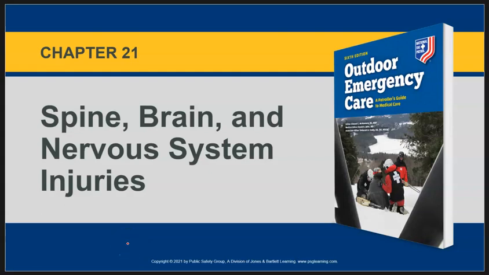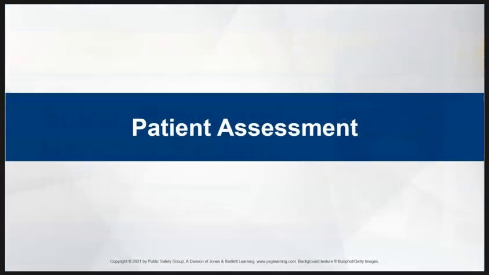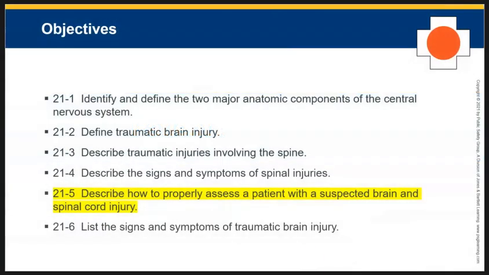This video continues Chapter 21 of Outdoor Emergency Care with spine, brain, and nervous system injuries, specifically focusing on patient assessment for those injuries. Our objectives are to describe how to properly assess a patient with a brain or spinal cord injury.